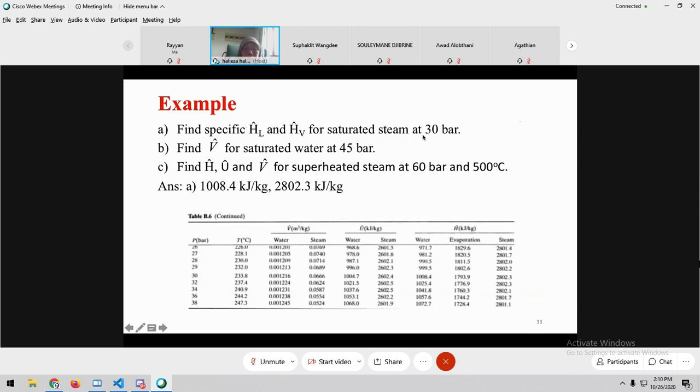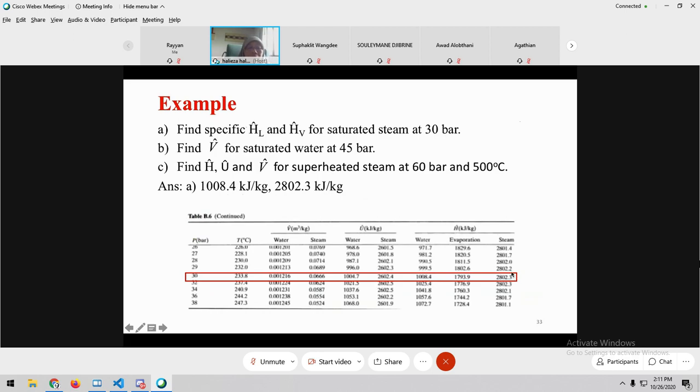The pressure is 30 bar, and luckily there's 30 bar. So obviously you just read it from the table. That is H, the enthalpy of L, liquid. That's the enthalpy of vapor, steam. So you just read it off the table. You don't need to calculate anything. So the answer is there. That's HL, that's HV.